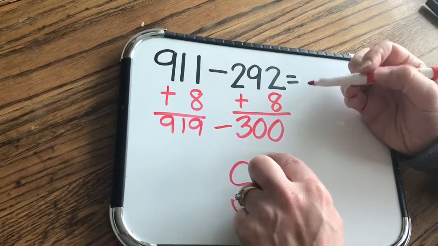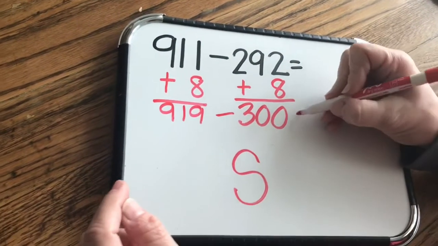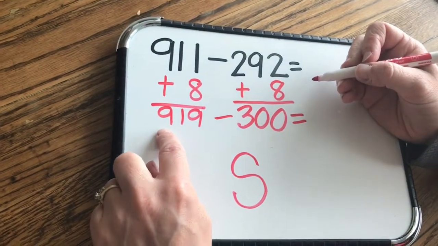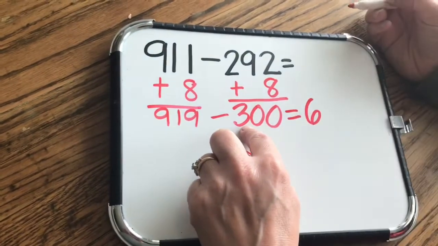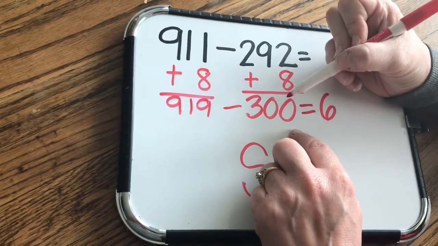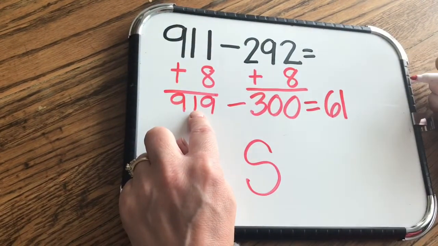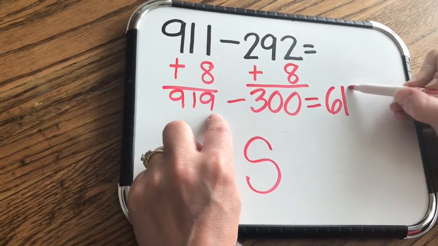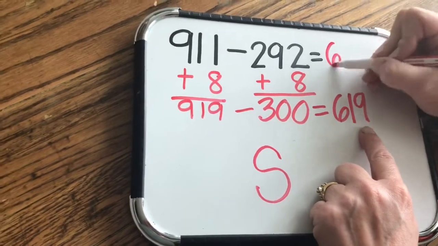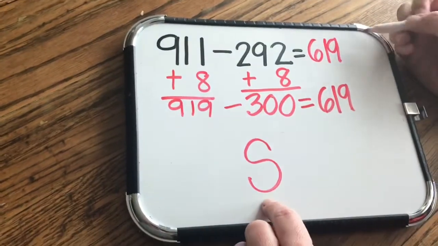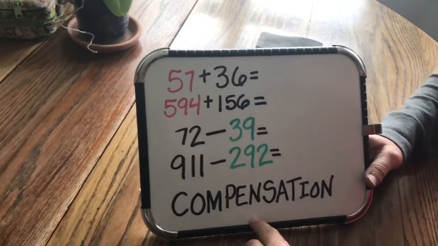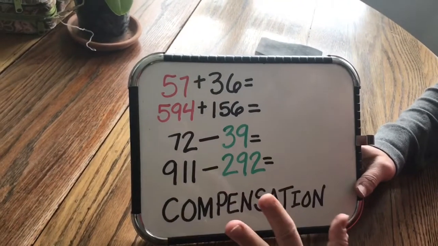919 minus 300. The only thing I really need to think about is subtracting my hundreds. 900 minus 300 equals 600. And since there's a 0 in the tens place and a 0 in the ones place in my subtrahend, I can just keep the 1 in the tens place and the 9 in the ones place from 919. And here's my difference, 619. Super easy.